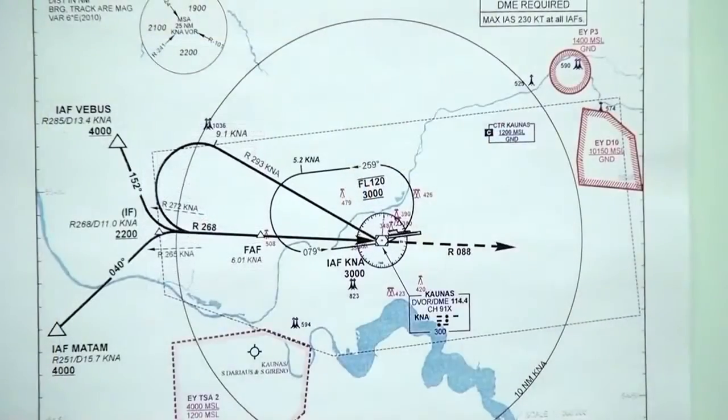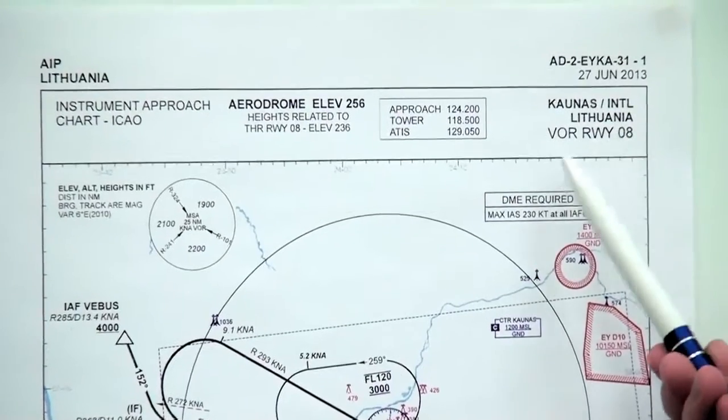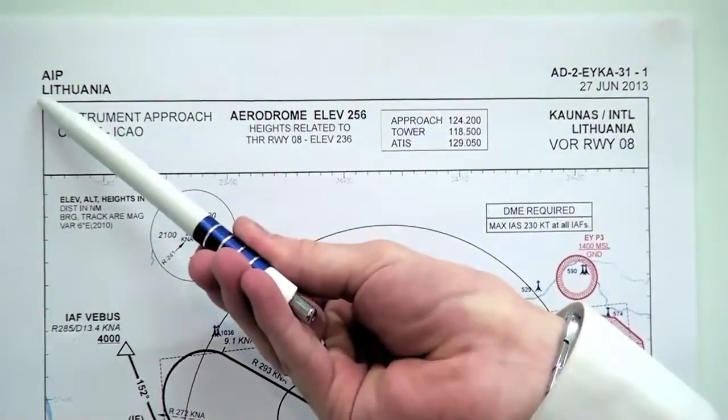And now I will show you how to perform an approach correctly by using the chart. Today we will be performing a VOR approach at Kaunas International Airport runway 08 using the AIP chart. Before every flight, you have to carefully study your chart and be familiar with all procedures. Make sure that you use the latest version of the chart. Let's review it.